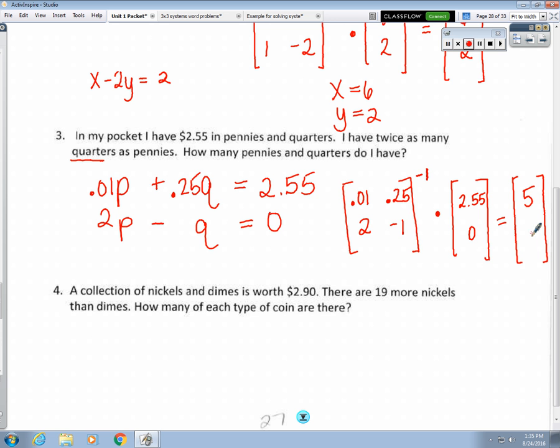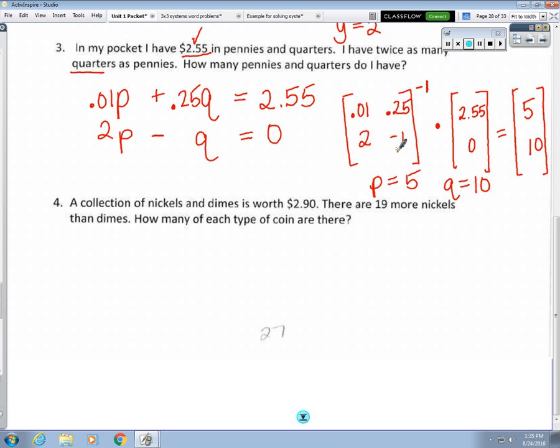5 and 10? Oh, that was right. So that would be 5 pennies and 10 quarters. Okay, is that twice as many quarters as pennies? Yes. Okay, let's see if mathematically that adds up to 255. How much money is 10 quarters? Oh, 250. How much money is 5 pennies? 5 cents. So 250 and 5 cents is 255. Okay, number 4.